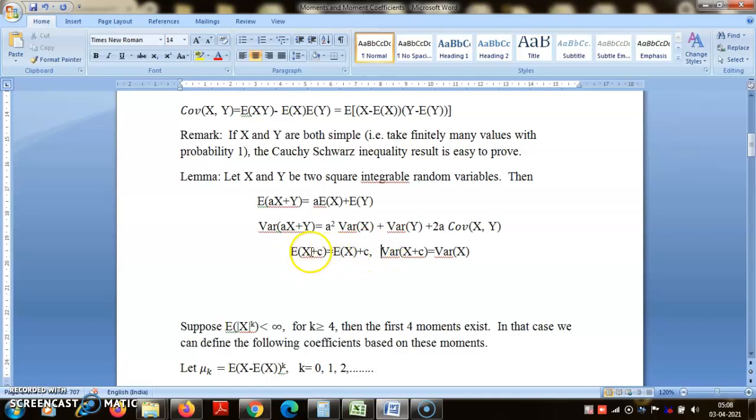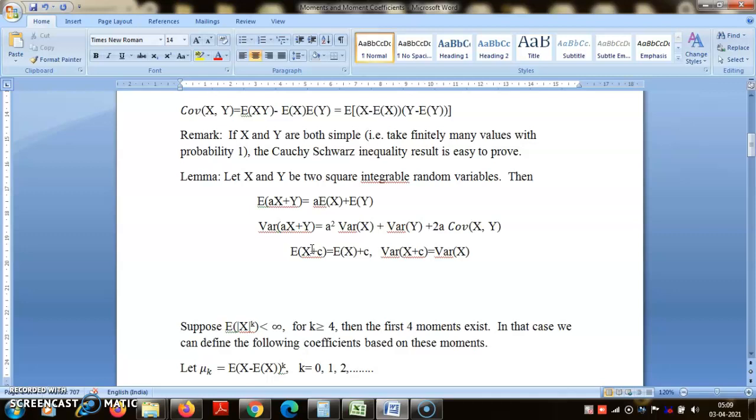Think of x as a simple random variable taking the values x1, x2, up to xk. Then x plus c is again another simple random variable, which is taking the values x1 plus c, x2 plus c, and xk plus c, with the same probabilities. So now apply the definition of expectation. What will be the expectation of x plus c? It will be the summation of xi plus c into the corresponding probability pi. Now you can easily write it as the summation of xi into pi, plus c times the summation of pi, and the summation of pi is 1, because probabilities add up to 1. So that will give you the expectation of x plus c.